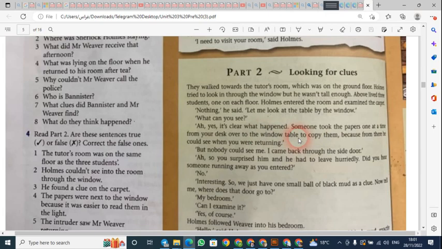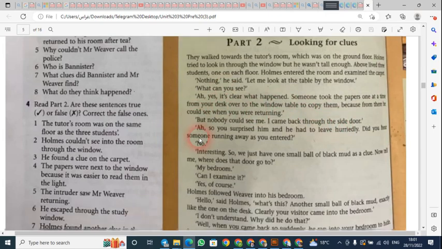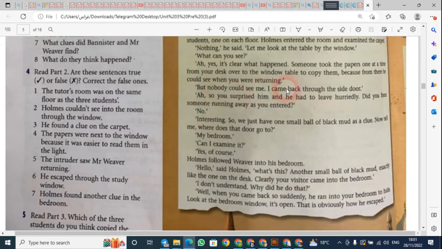I think he means he copied them by writing them with paper and pen, not copying them with a copy machine. He stood near the window to see when the tutor would return. "But nobody could see me. I came back through the side door." "So you surprised him, and he had to leave hurriedly."